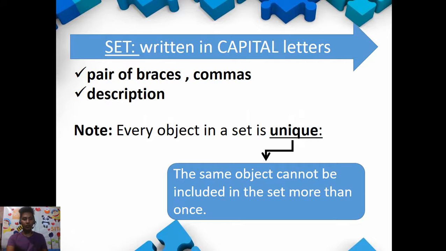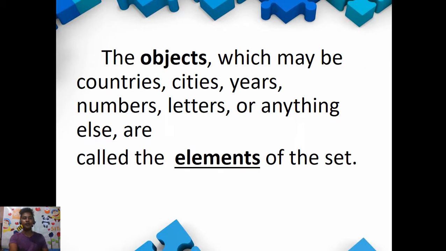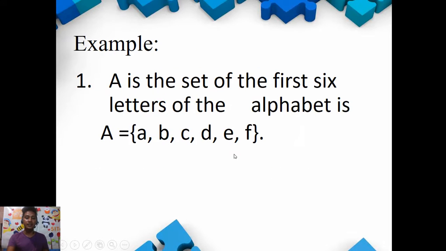For example, in a set of numbers from 1 to 10, it should only have one number 8. Okay? So if you have two number 8s, you remove the other 8 already, because every object in a set is unique. Did you understand? Next. The objects, which may be countries, cities, years, numbers, letters, or anything else, are called the elements of the set. So the objects in a set are called elements.